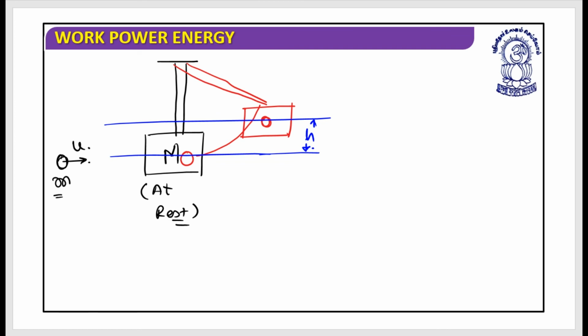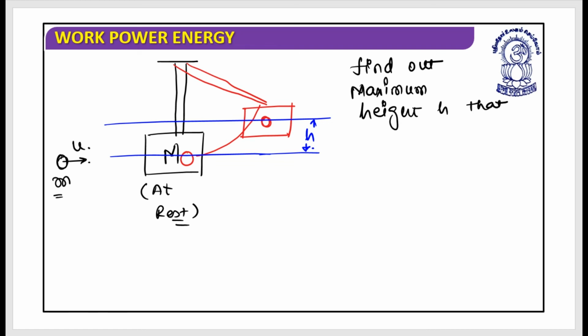So what we are required to do is find out the maximum height h that the bullet and pendulum can be raised.